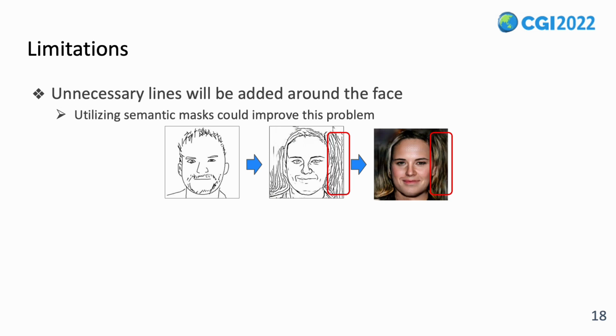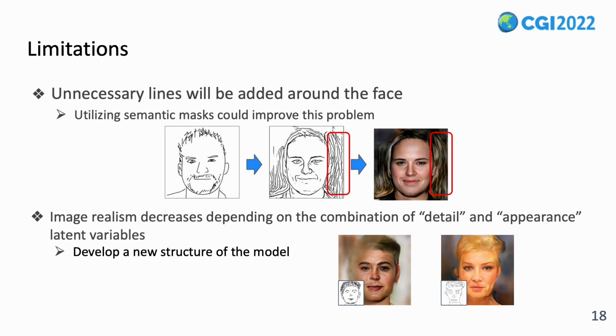Next, I explain the limitations of our method. First, it occasionally produces images with unnecessary lines around the face. This could potentially be solved by utilizing semantic masks. Next, the image realism can be reduced depending on the combination of detail and appearance latent variables. We would like to develop a new model structure that can alleviate this limitation in the future.